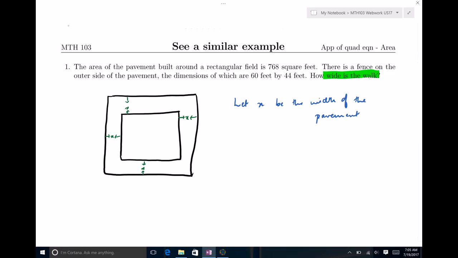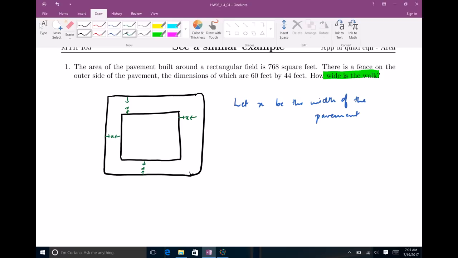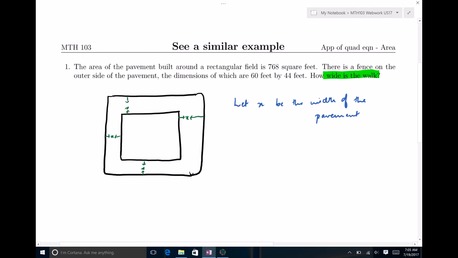I'm sorry, this is bothering me a little. I should redo that. Okay, there we go. Now, what are the other things that we know about this rectangular path?